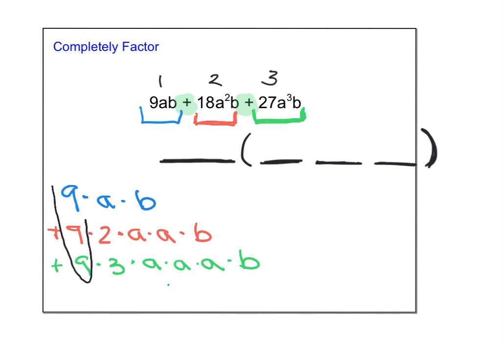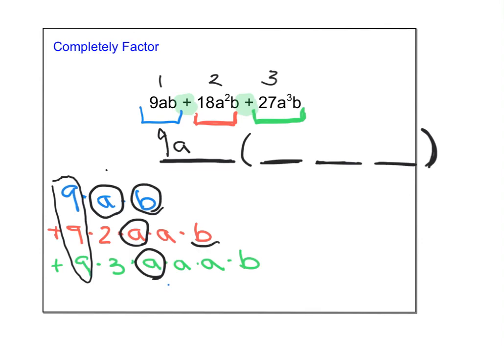All right, so what do we have in all 3 lists? I've got a blue, red, and a green 9, so I can pull out one 9. It looks like I've got an A and an A in all 3 lists, so I can factor out an A from all 3 terms. And it looks like I have a B in all 3 lists, so I can factor out a B from all 3 terms.